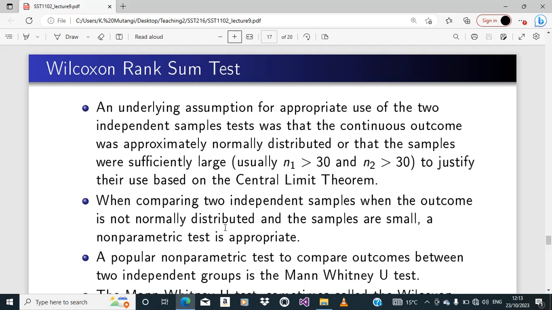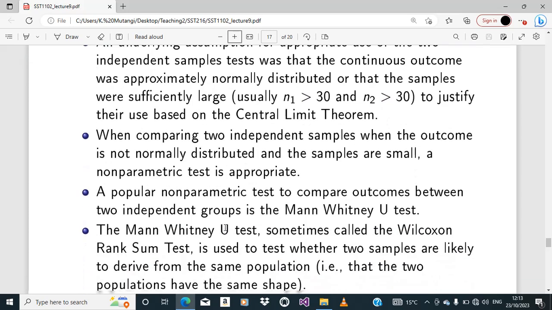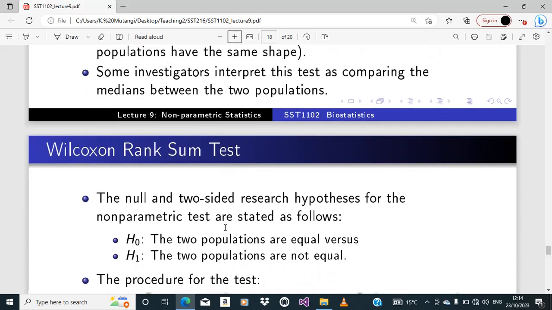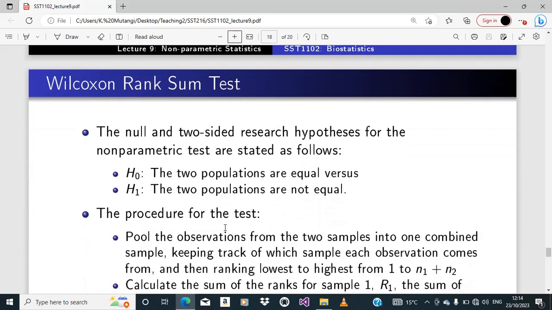When comparing 2 independent samples, when the outcome is not normally distributed and the samples are small, we then use the Wilcoxon rank sum test. And this test is also called the Mann-Whitney test. The Mann-Whitney test, sometimes called the Wilcoxon rank sum test, is used to test whether the 2 samples are likely to derive from the same population. So here is the procedure. The null hypothesis is that the 2 populations are equal versus they are not equal.